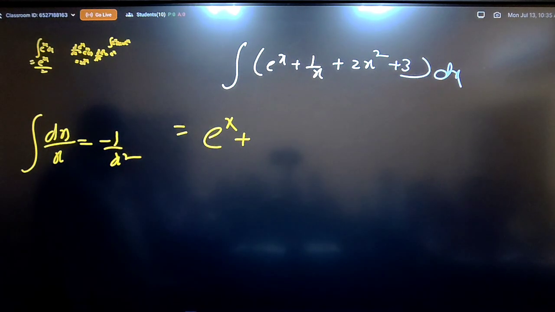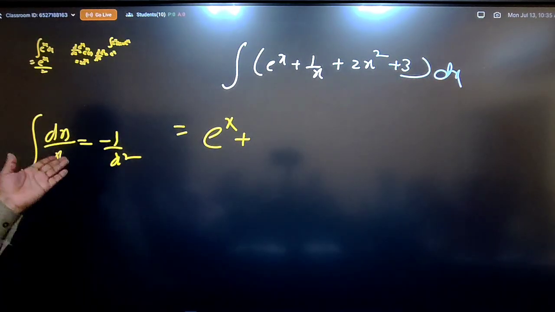Understood what I am saying now? Directly you can write 1 by x square.